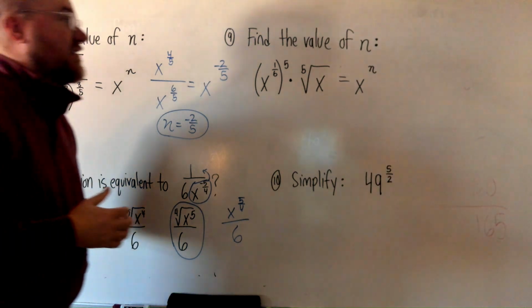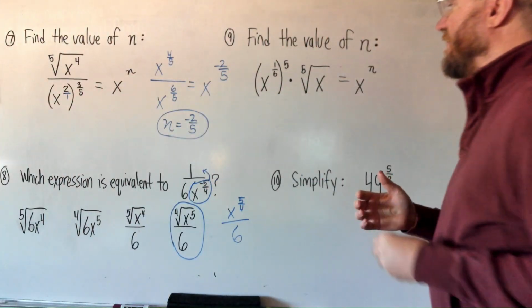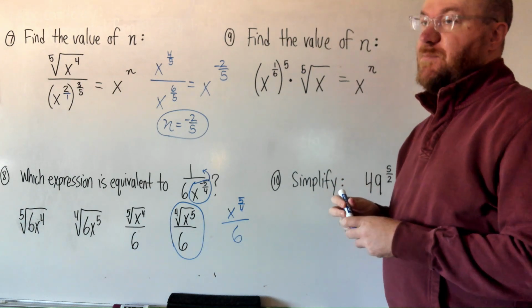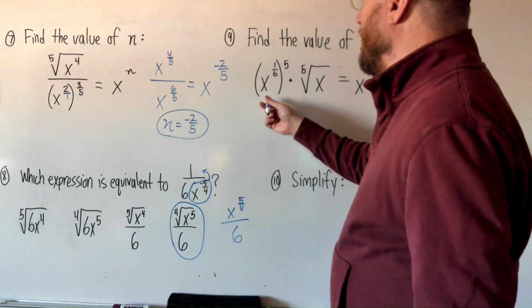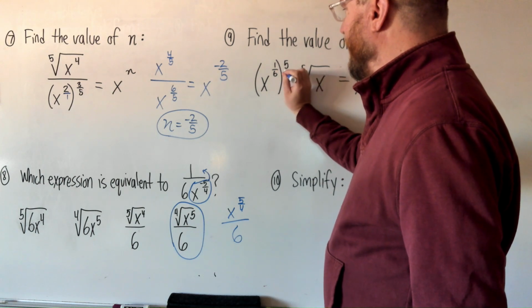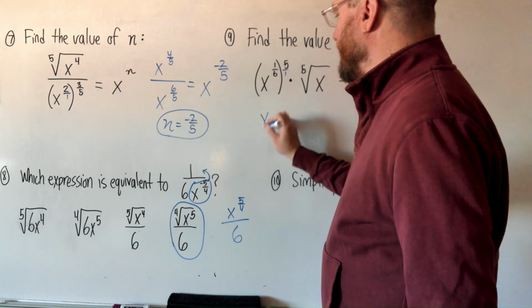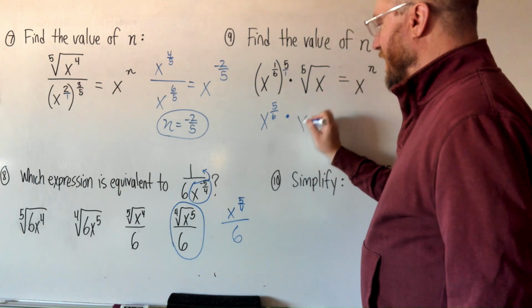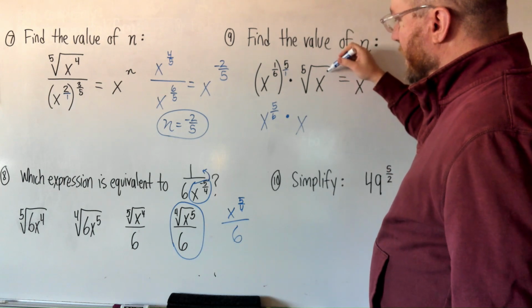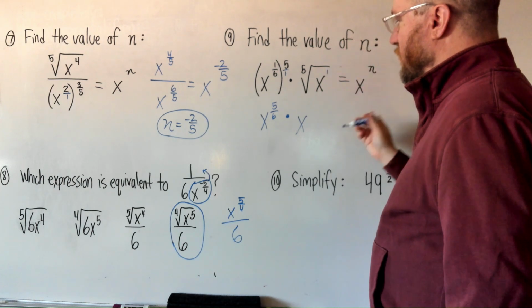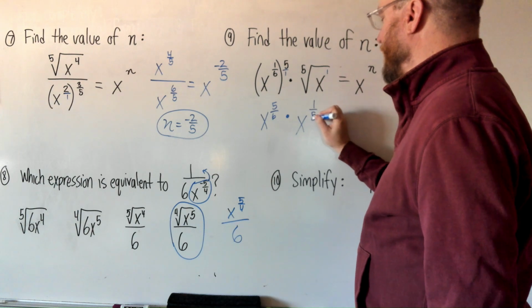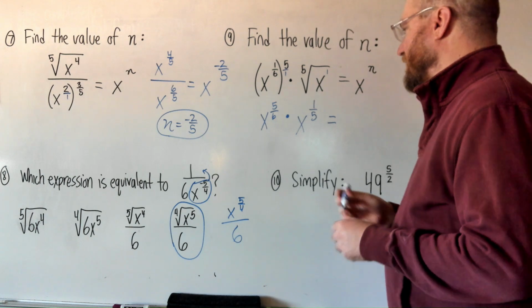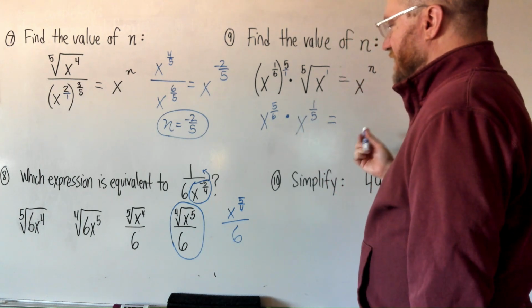All right, number 9 says find the value of n. Same thing as number 7. We have some that are radicals and some that aren't, so let's try to make them all not be radicals. We can simplify this by multiplying, power to a power, so that'll be x to the 5/6. And this one we just need to rewrite in exponential form. There's no exponent here, so that means there's secretly a 1, so that would be x to the 1/5. Remember, when you're multiplying, you add exponents.